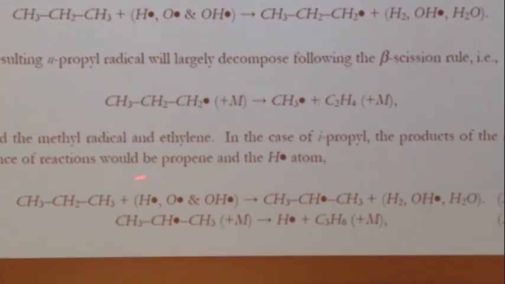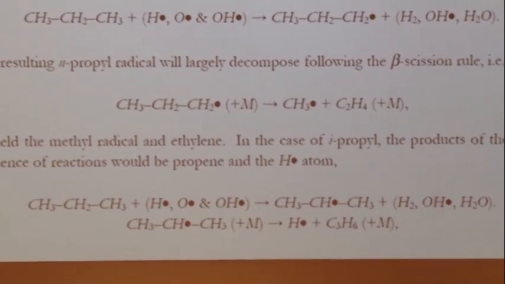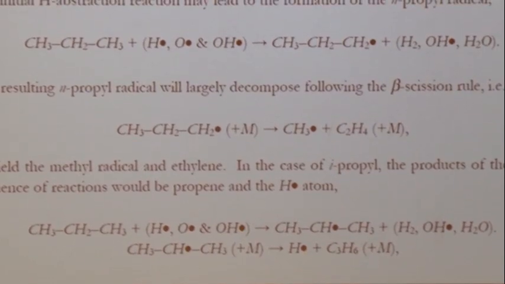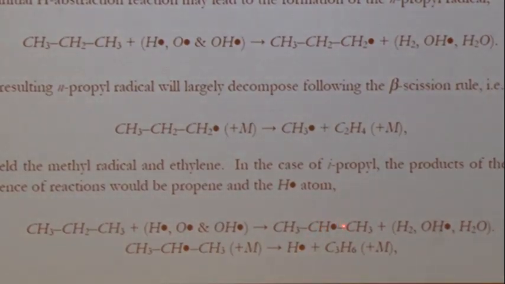You can also, these original radicals are very reactive, and they'll pull any H off the fuel. So they could also pull off the middle H, make isopropyl, and when this falls apart, it'll make propene plus an H atom. So the H atom would go on then to do some more chemistry. The methyl radical is relatively unreactive, so it sits around. And now I have a mixture of propene and ethylene.